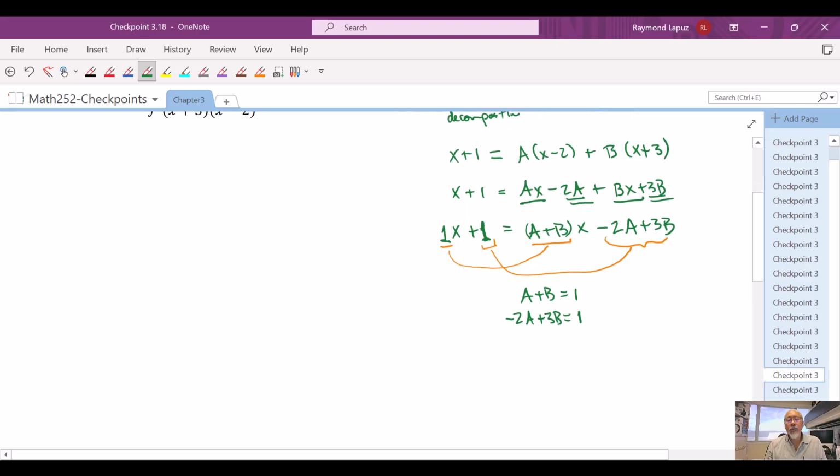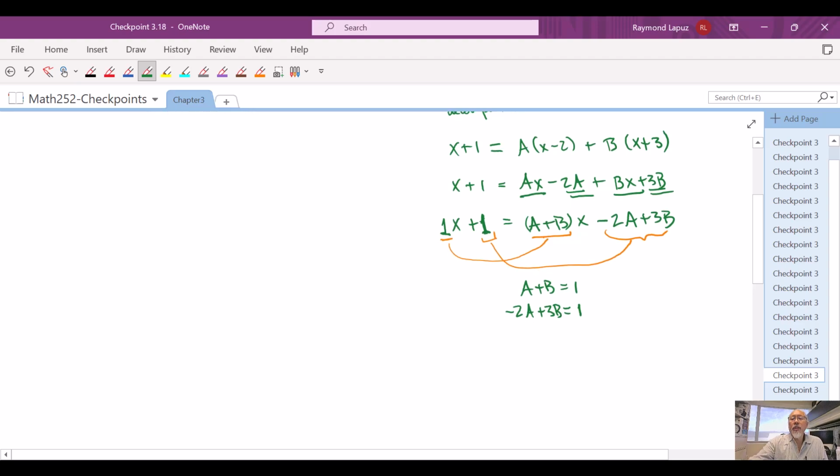Now, at this point, we have two equations, two unknowns. We should know how to deal with this. For me, I think I will take the first equation and multiply everything by 2.